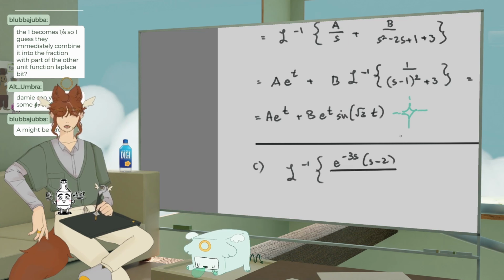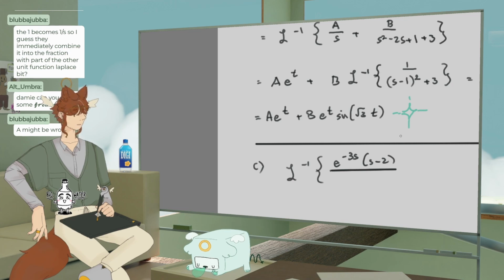Okay, so we have an e to the -3s in our final function. If we have an e in our initial function, it means we're shifting it in our transform. If we have an e in our transform, I lied, it means we have a unit step function.